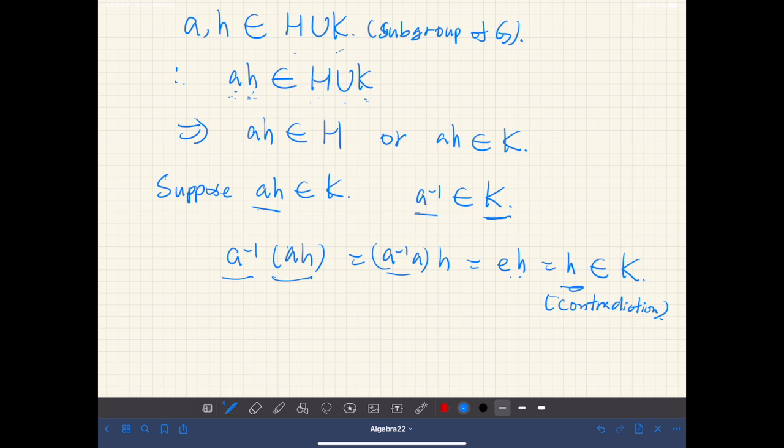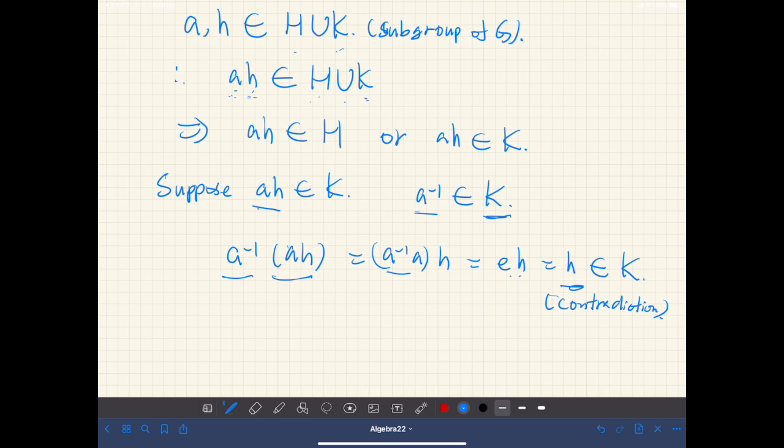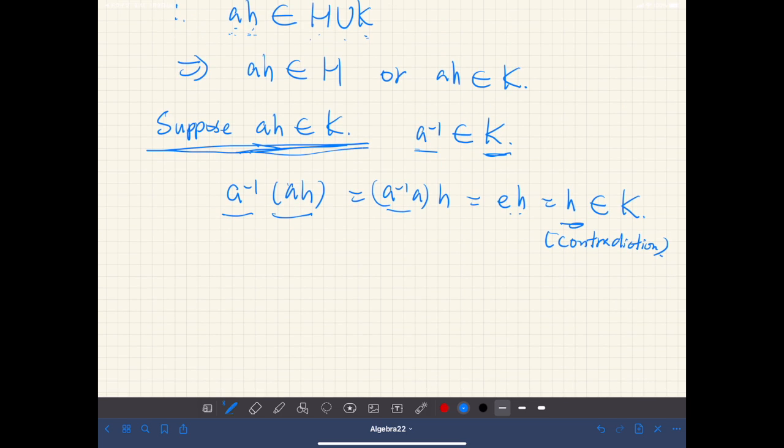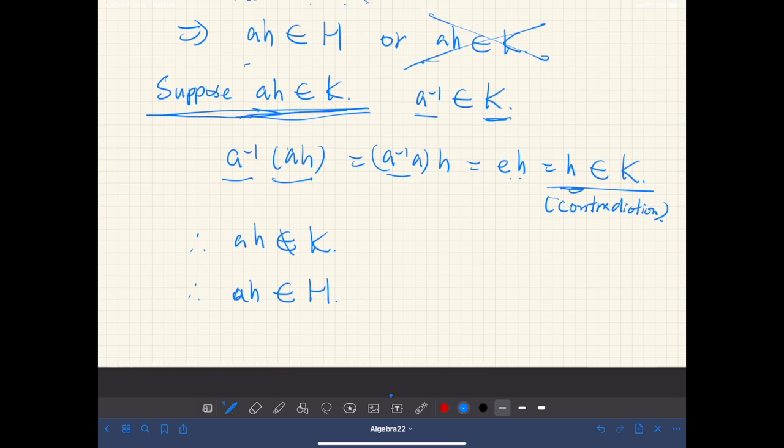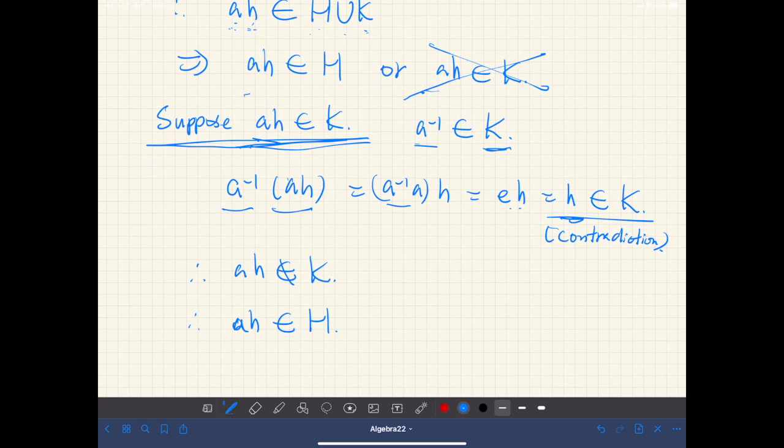So what was wrong was this assumption: suppose ah is an element of K. Because of this assumption, we reached this contradiction. Therefore, ah does not belong to K, so this is rejected. Therefore, ah must be an element of H.